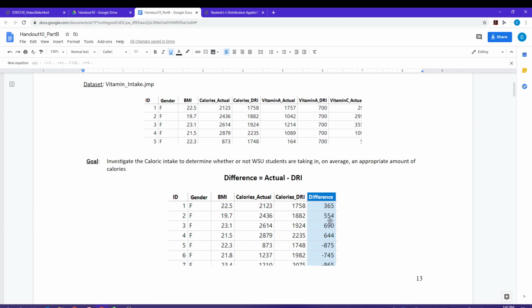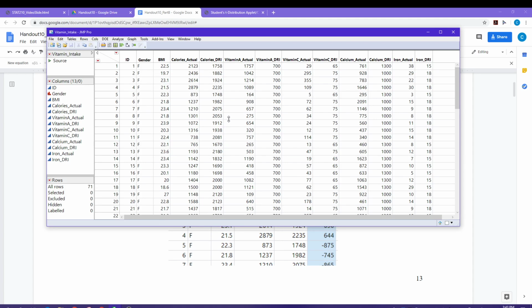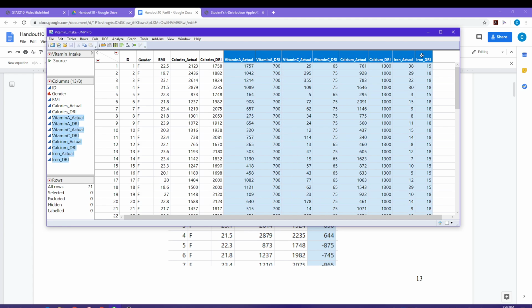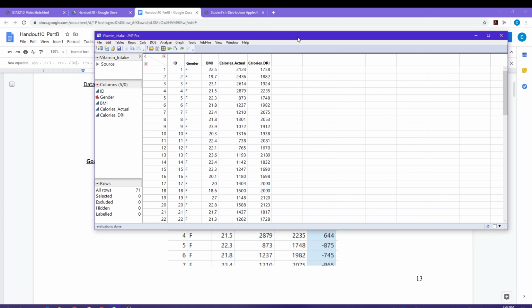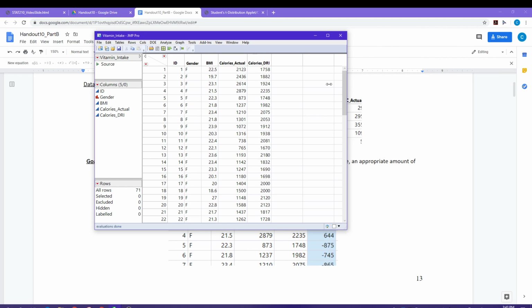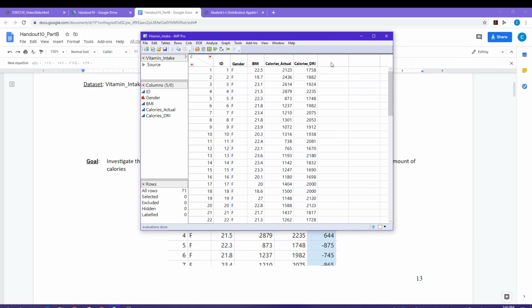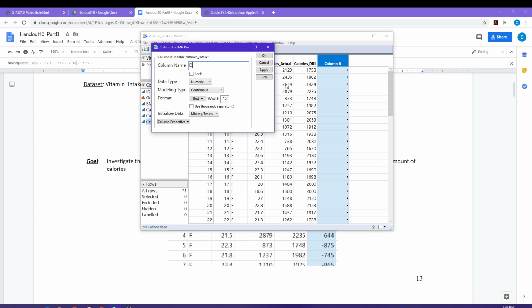Okay, so let's go in JMP and compute that difference column. So as I said, in JMP, there's lots of different variables here. We have calories, vitamin A, vitamin C. So I'm just going to get rid of everything except for the calorie information. So I can just delete those out. Makes our data set a little bit more manageable. And the first thing I'm going to do is compute a difference column. So let's do that inside of JMP.